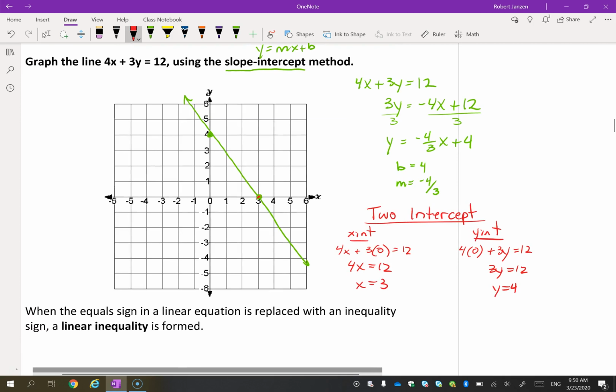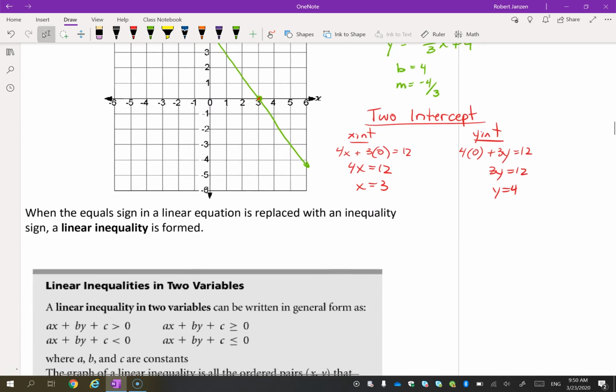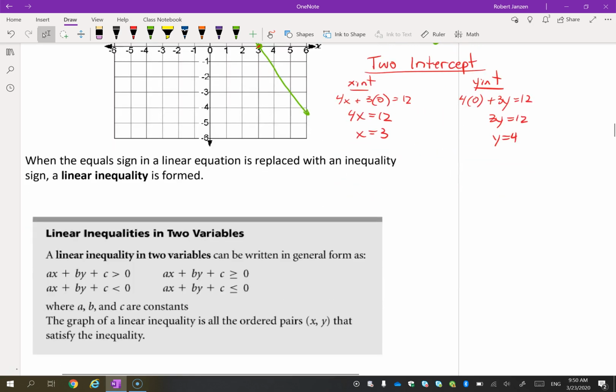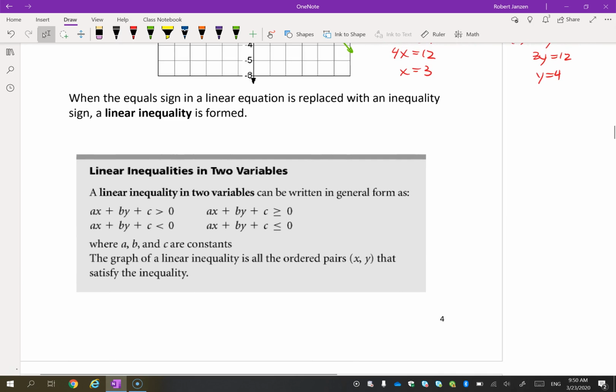So those are the two methods. You should get used to using them both. I don't care which method you use. It'll be whatever's more convenient. Okay? So graphing a linear equation, we just did that. If we replace the equality with an inequality, you get a linear inequality. And we want to be able to graph those.